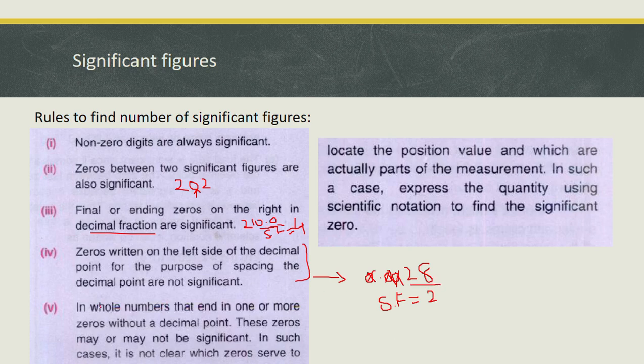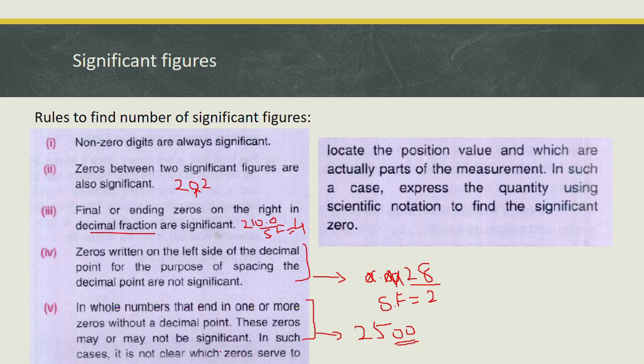Now the last rule: in a whole number that ends with one or more zeros without a decimal point, these zeros may or may not be significant. Now let's see what is the meaning of this point. For example, I am writing a number, let's suppose 2500. As it has no decimal point and the zeros are on the right side, these two zeros may or may not be significant.